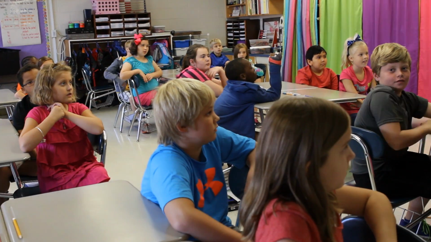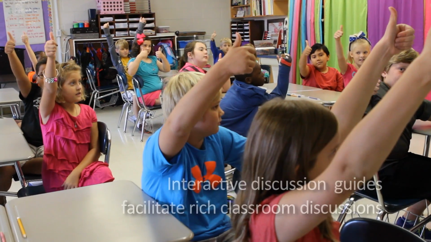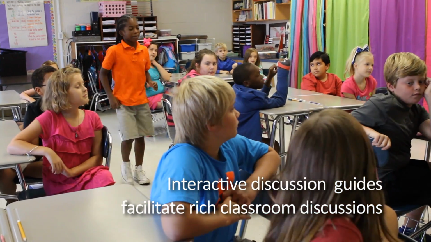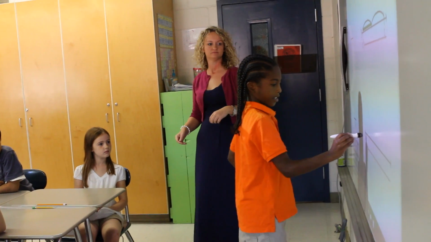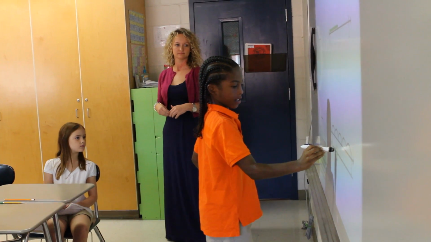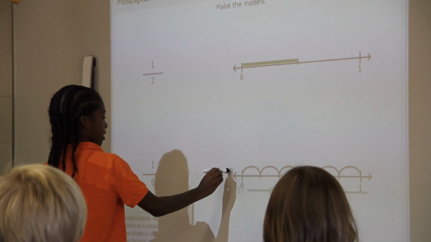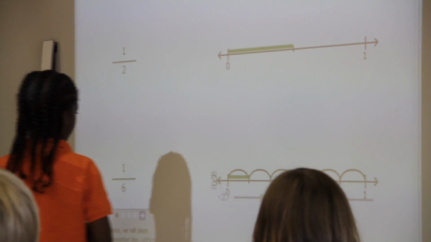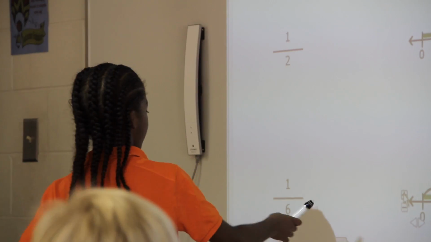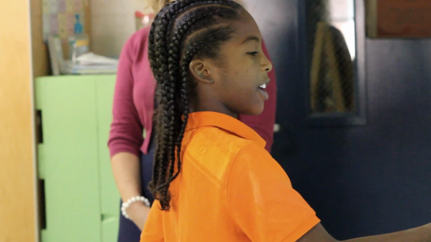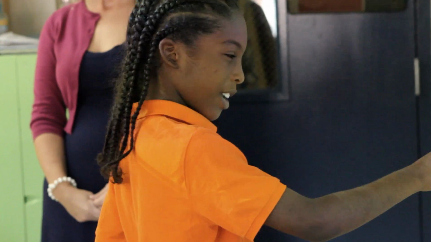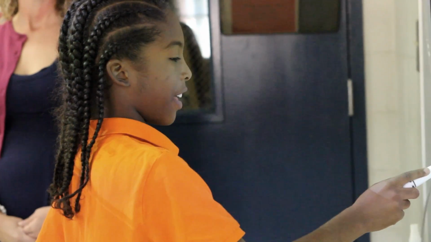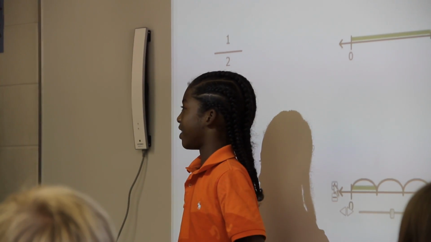All right, do you agree with MJ? Thumbs up, thumbs down. All right, Damon, come show me how to build 1/6. And explain to me what you did. I divided it into 6 pieces because the denominator is 6, and I shaded 1 because the numerator is 1, and that's how many is shaded. Awesome job. And do we agree? Yes. All right, hit the check. Check it.